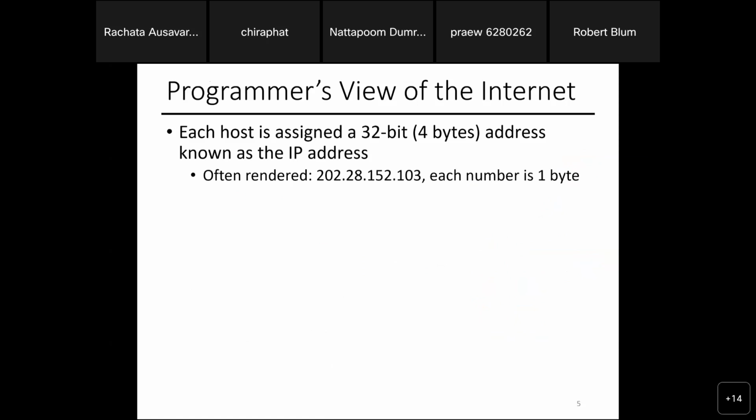How many bits do I need for that? 0 to 255, that's 8 bits, right? I have 4 of that. So how many bytes is my IP address? 4 bytes, right? I have 4 pieces of information, each one is 1 byte.